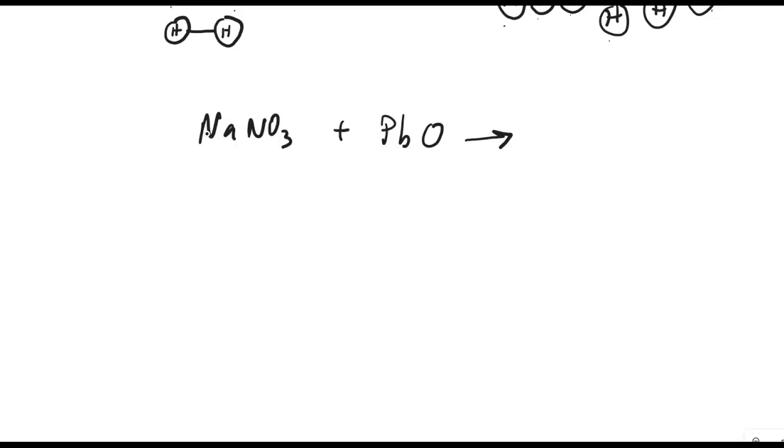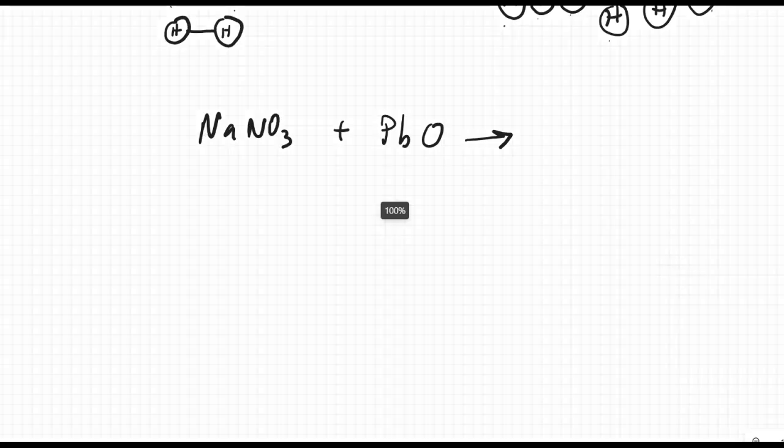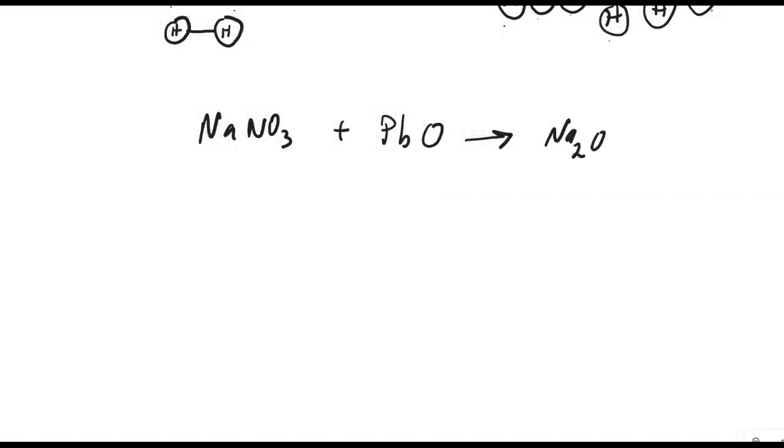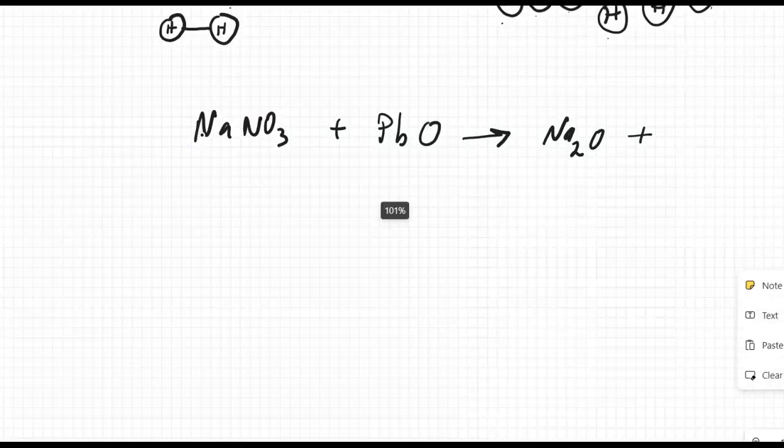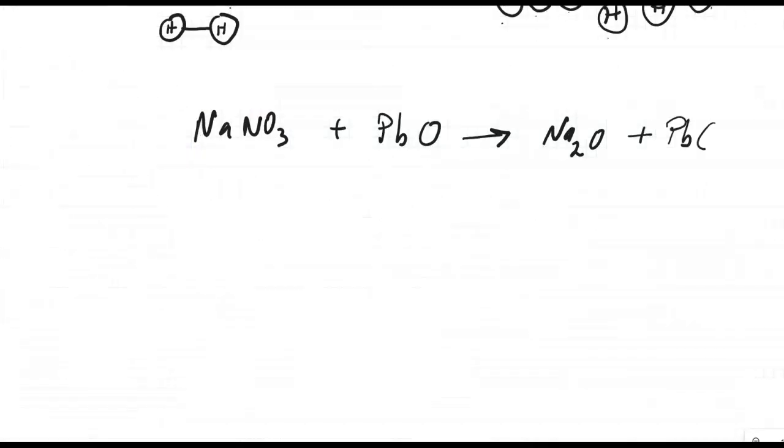Now, sodium has a +1 charge. Oxygen or oxide has a -2 charge. So we're going to need Na2O. That's the chemical formula for sodium oxide. And lead has a +2 charge because oxide has a -2 charge. So I'm going to have this lead nitrate, but I need 2 of those because nitrate has a -1 charge.